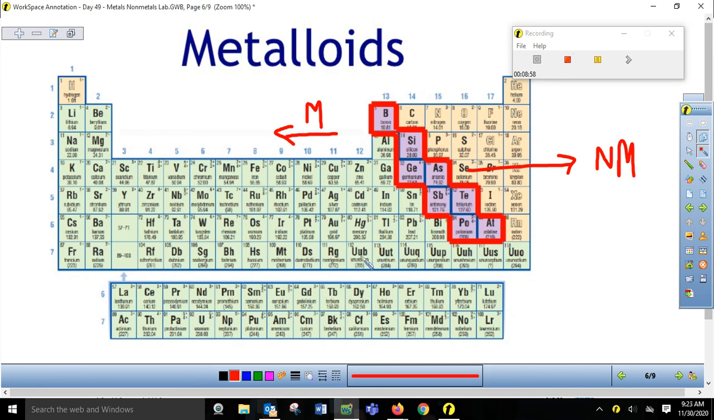Now these elements at the bottom here, we typically don't classify those because those exist in a lab for milliseconds, nanoseconds on a computer screen. So we don't see these elements out in nature. So we're not going to be able to check out whether they're a metal or nonmetal or a metalloid because they're very, very radioactive. They're synthetic and they don't last. They decompose very quickly. All right.